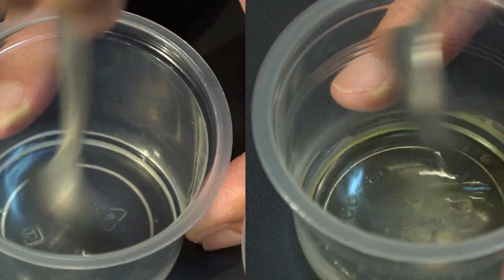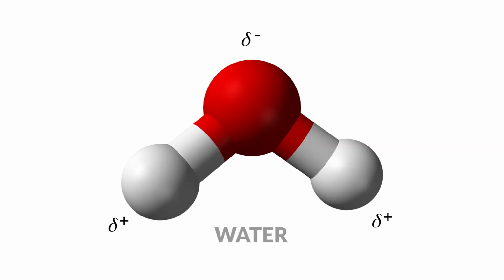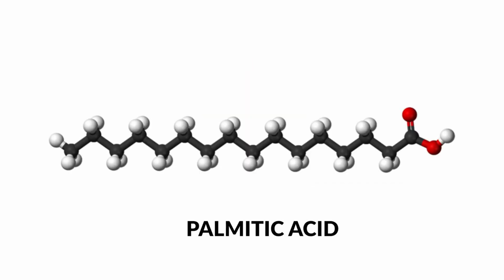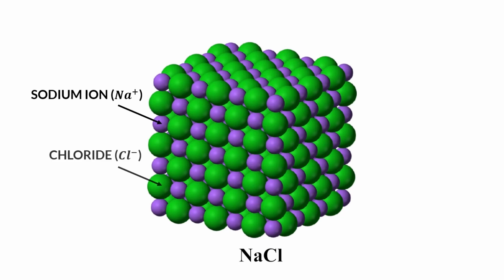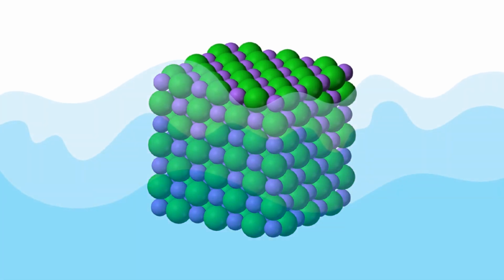We need to check the polarity of the liquids. A water molecule has a partial positive charge and a partial negative charge, so we know it is a polar molecule. On the other hand, the main compound in oil, palmitic acid, is a non-polar molecule. Now, remember that sodium chloride is made of ions. These are atoms with full positive charge and full negative charge. What do you think happens at the atomic or molecular level if a sample of sodium chloride is mixed with water, which is made of polar molecules?